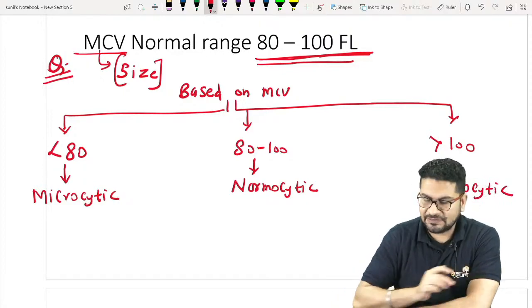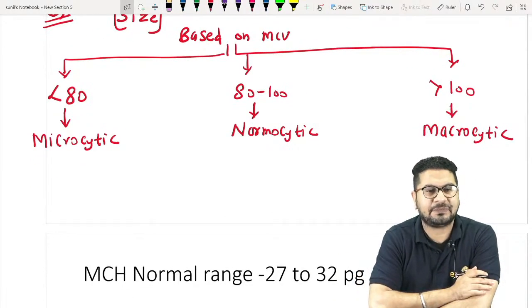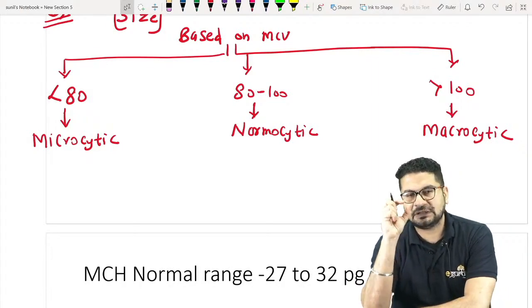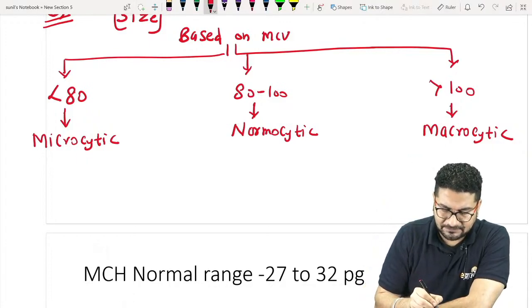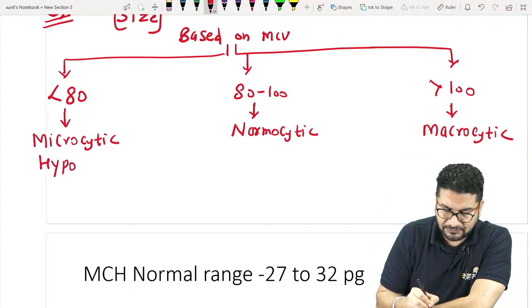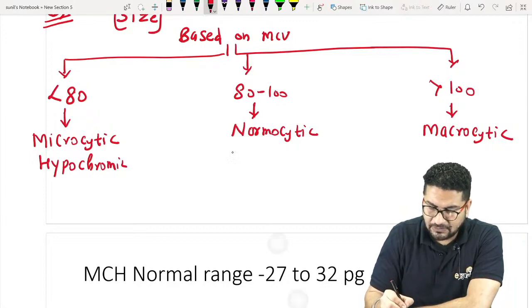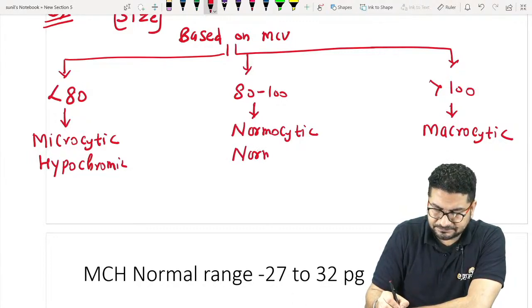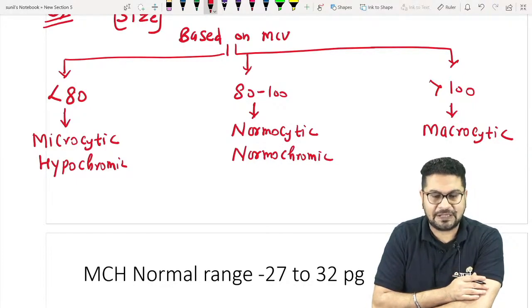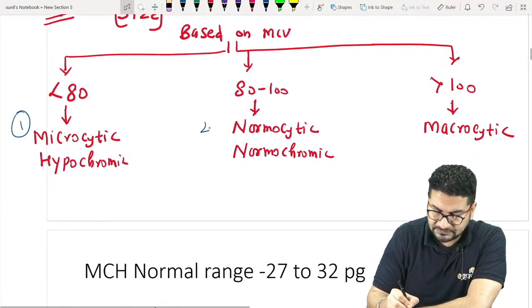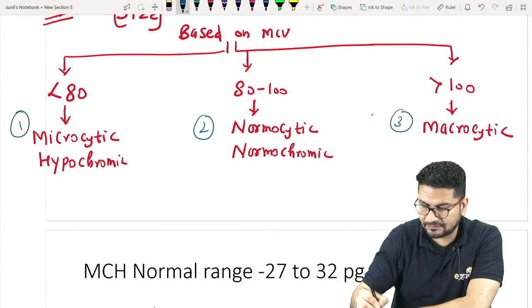Clear? So we divide anemia into 3 categories: microcytic, normocytic, macrocytic. If RBCs are having smaller size, remember they will have less color, so we also call this hypochromic. Normal RBCs will have normal color, so we call this normochromic. So we divide anemia into three categories: microcytic hypochromic, normocytic normochromic, and macrocytic anemia.